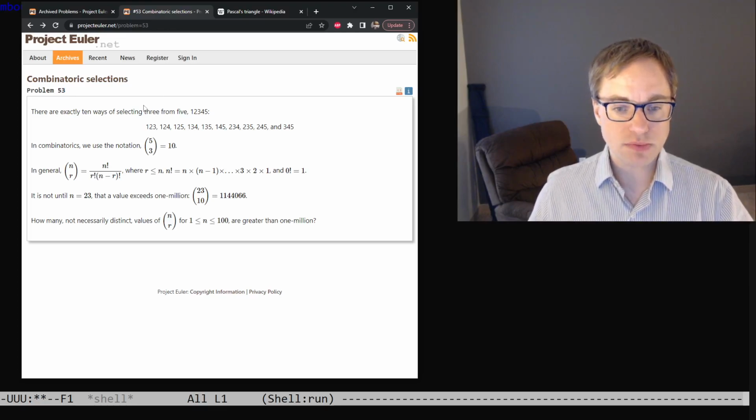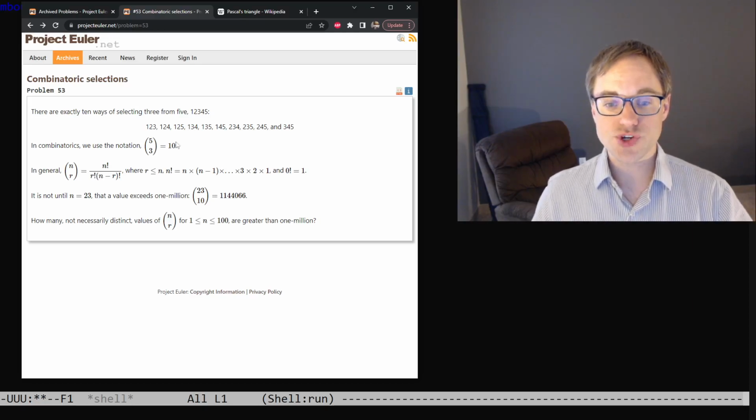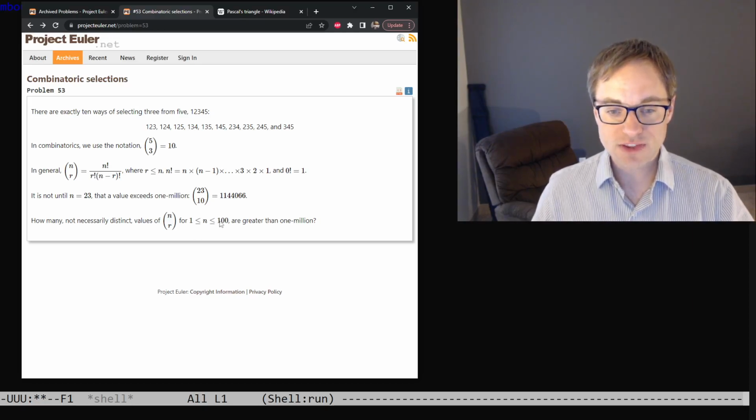Now, this problem asks us a question about the binomial coefficients, and in particular, it asks us to find the number of binomial coefficients with n less than or equal to 100 that are greater than 1 million.